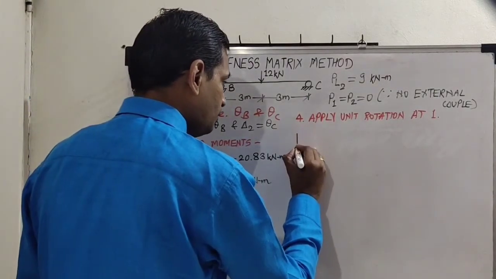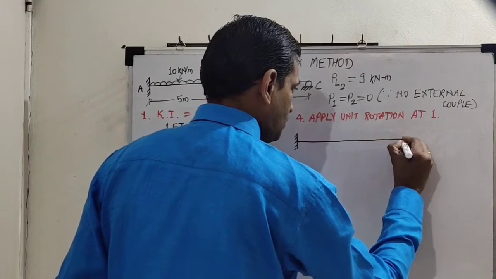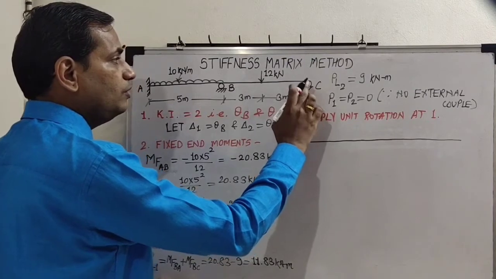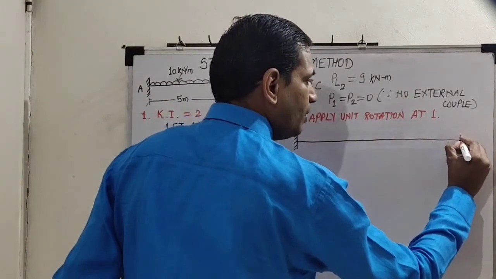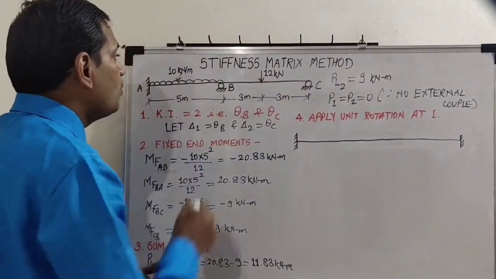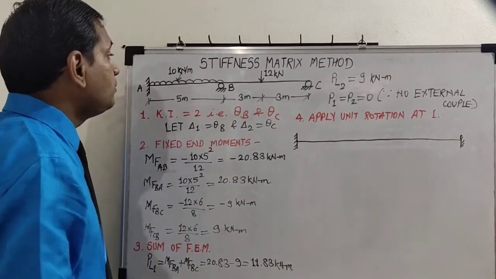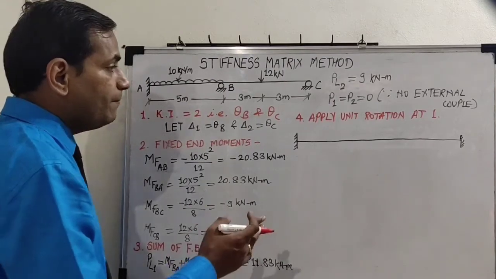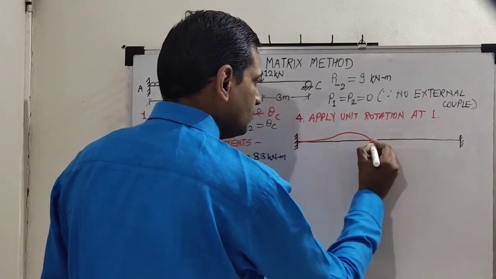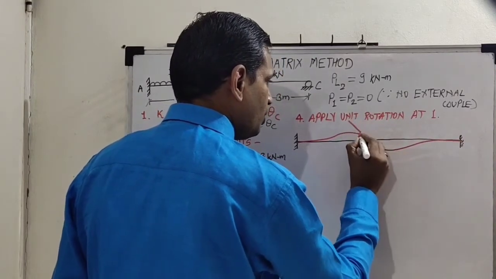So let us first of all draw this beam. Please remember we are making our second unknown 0. It means rotation of this joint we are stopping or making it 0. So we are applying rotation on joint B. So after applying unit rotation on joint B in clockwise direction, the deformed shape of the beam will be something like this. So this is unit rotation applied, 1 radian.